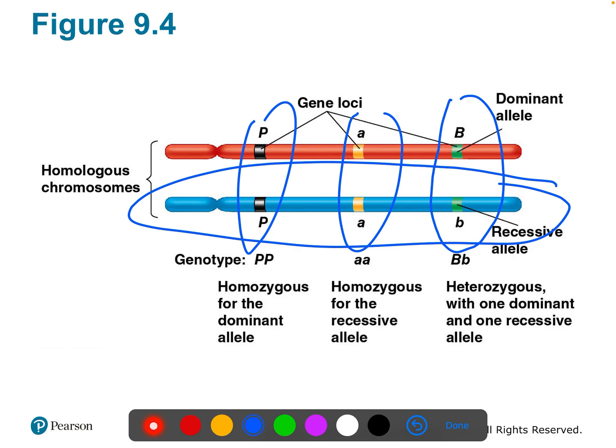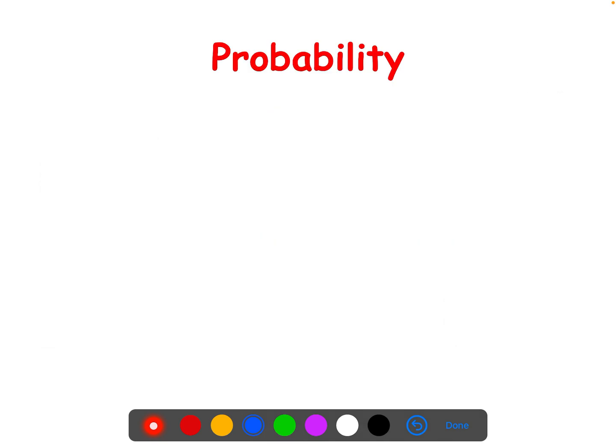Okay, they'll separate out. Remember, that's the segregation, the separating out. Which allele will get passed on will be determined by which chromosome gets passed on. So it could be the dominant or it could be the recessive.